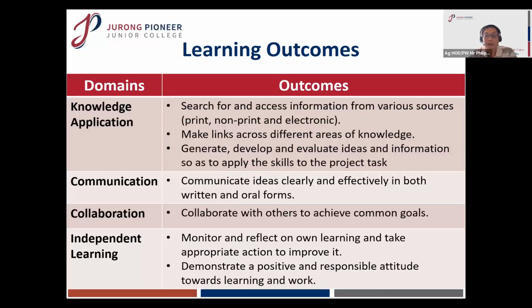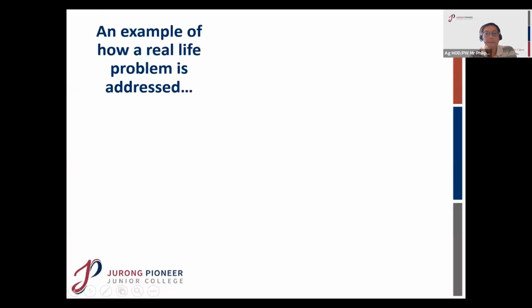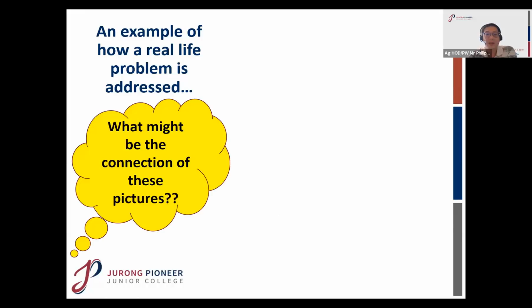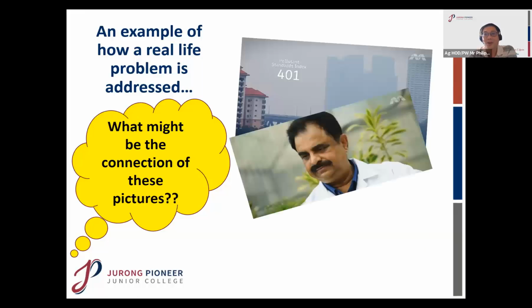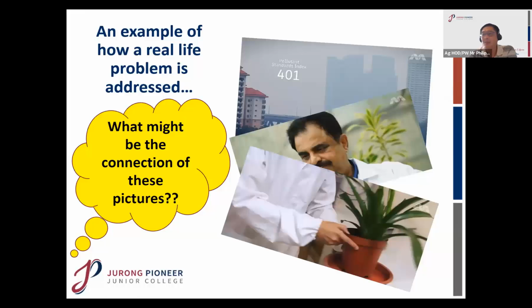All right, now by way of an illustration, maybe I just want to, excuse me. Okay, so just to give an illustration how a real world problem is assessed, just a quick guess, what might be the connection of these pictures here? You have this PSI 401, you have a picture of a man, and you have a pot, a plant. So how do all these pictures come together?